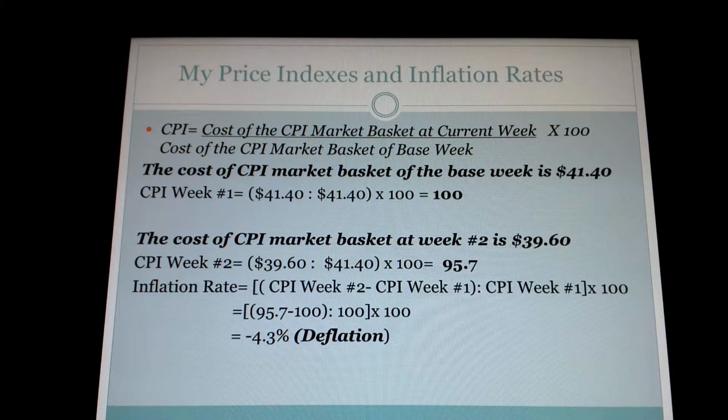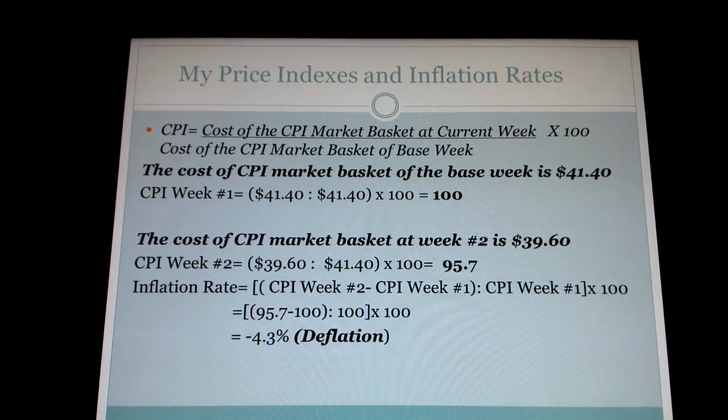95.7. From this, we can determine the inflation rate from week 1 to week 2. The formula we're using is the CPI for week 2 minus the CPI for week 1, divided by the CPI of week 1, and the result is multiplied by 100. Here we have an inflation rate which is negative. We can see that the price was decreasing, and we have a negative inflation rate of minus 4.3%, which is deflation.